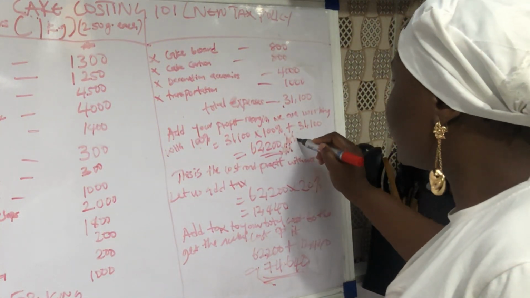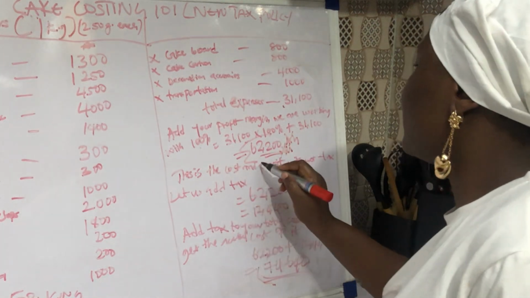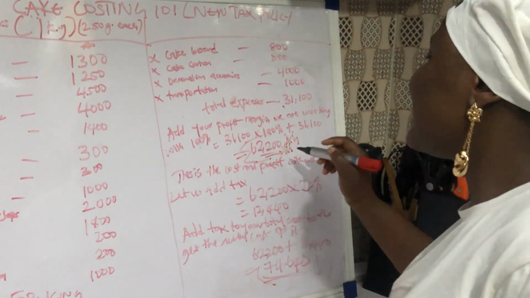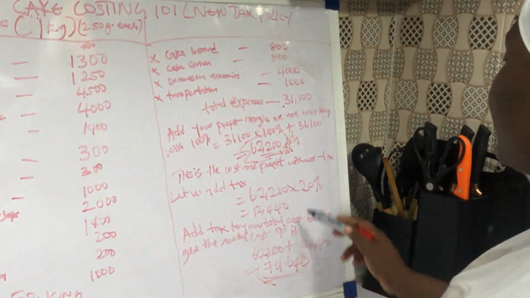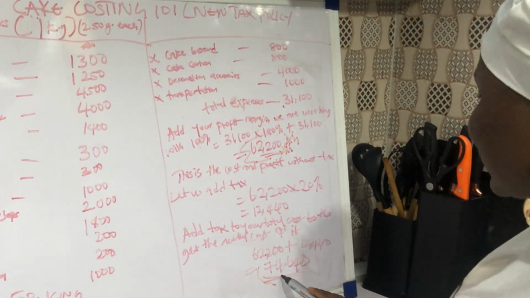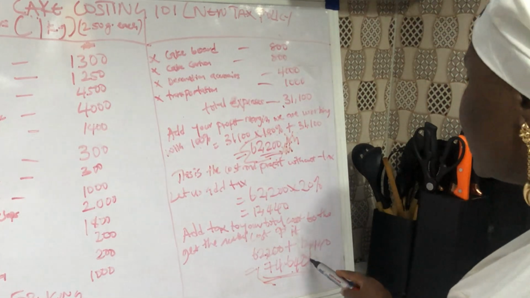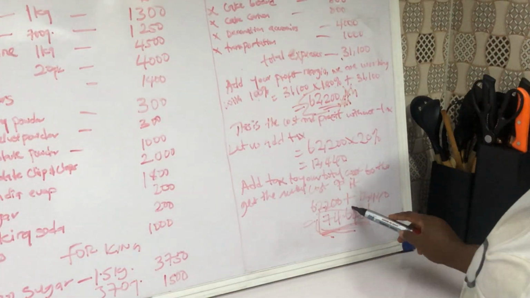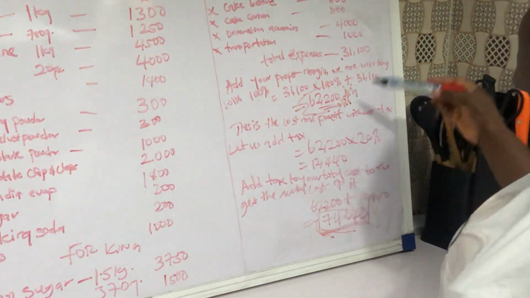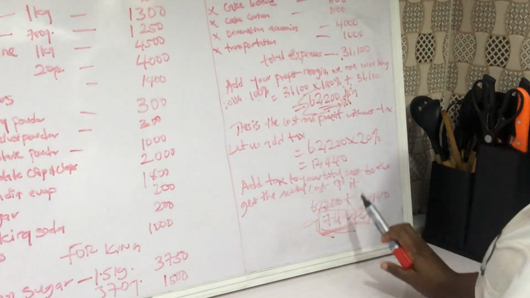profit and everything. But you're not going to give your customer this value, because if you give them this value, when they add tax to this, you will end up reducing your profit. So when you're going to give to your customer, you're going to add tax to it, which is 74,640. This is what your customer will be paying. So whatever it is, this is how to go about it.